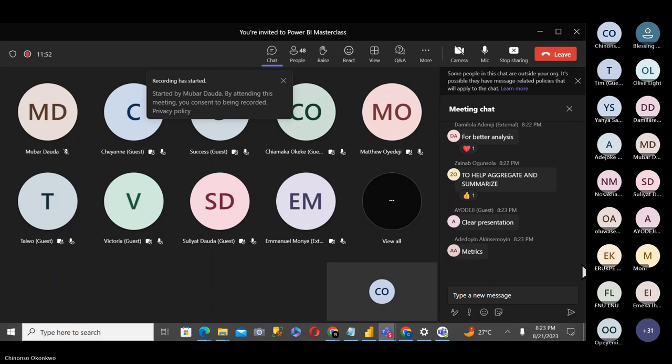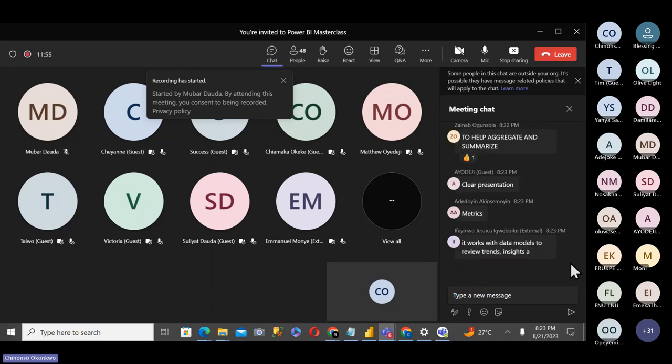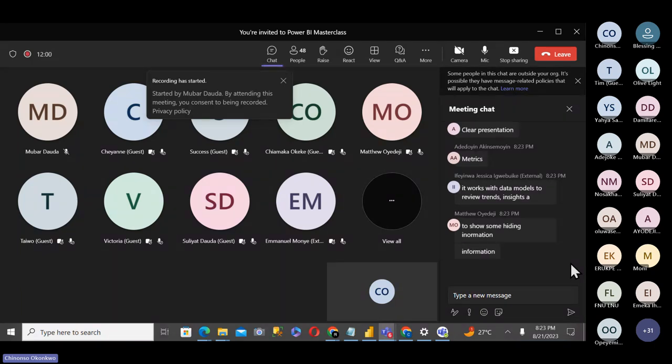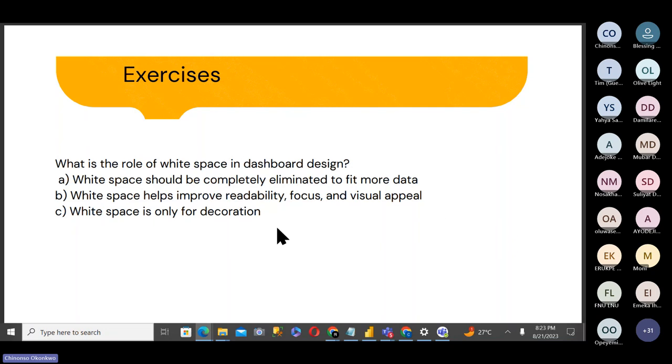All right. So I'll take you back to my DAX slide. It works with data models to reveal trends and insights, to show some hidden information. Yes, definitely, hidden information. There's some hidden information until you do some calculations. That's where you get your answers. Quite good, Matthew. So let's move on to the slides now.